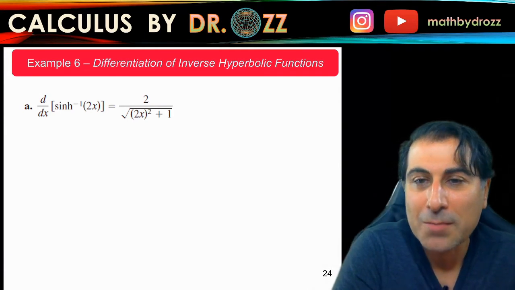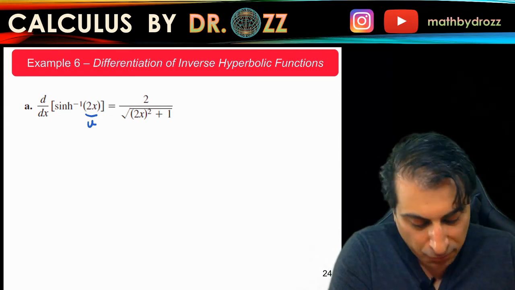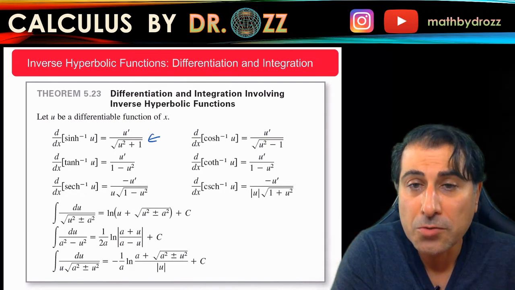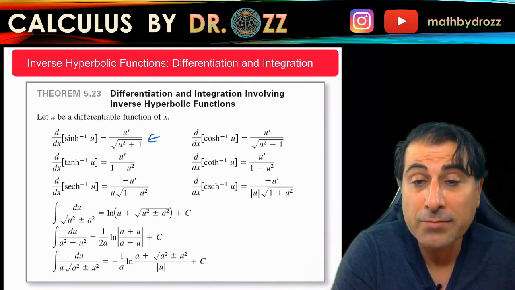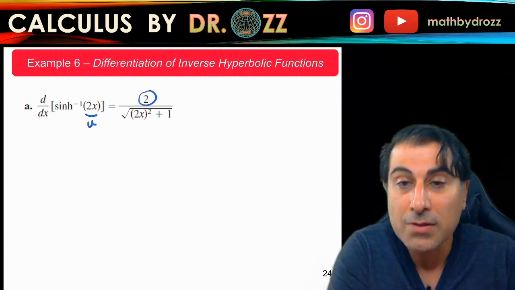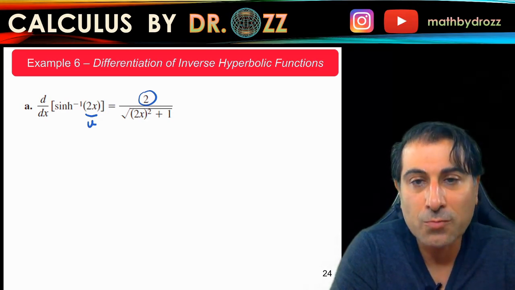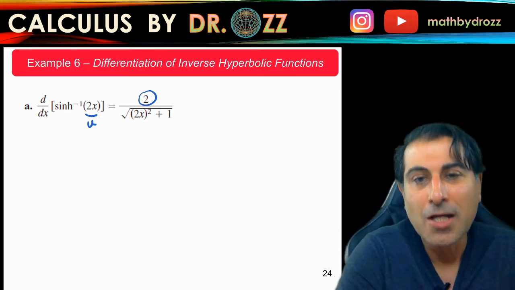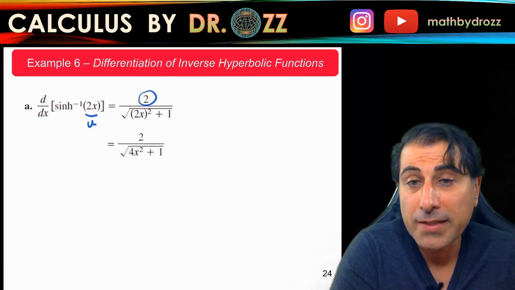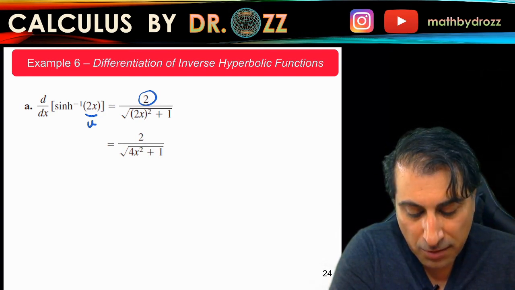We have inverse hyperbolic sine of 2x, and let's call this part u, and let's check the formula for that. So this formula is the one that we're going to use here. So it's u prime divided by radical u squared plus 1. Well, what is u prime here? Well, u prime is 2, as you see, the derivative of 2x. And the bottom is radical u squared plus 1, which is (2x) quantity squared plus 1. Okay, and that's it. And you can simplify it further by expanding the bottom. 4x squared plus 1 could be the final form of that.